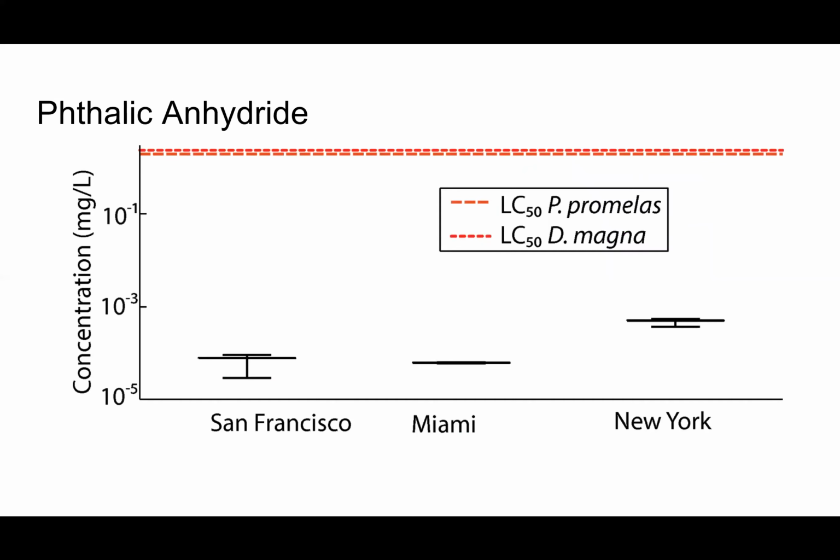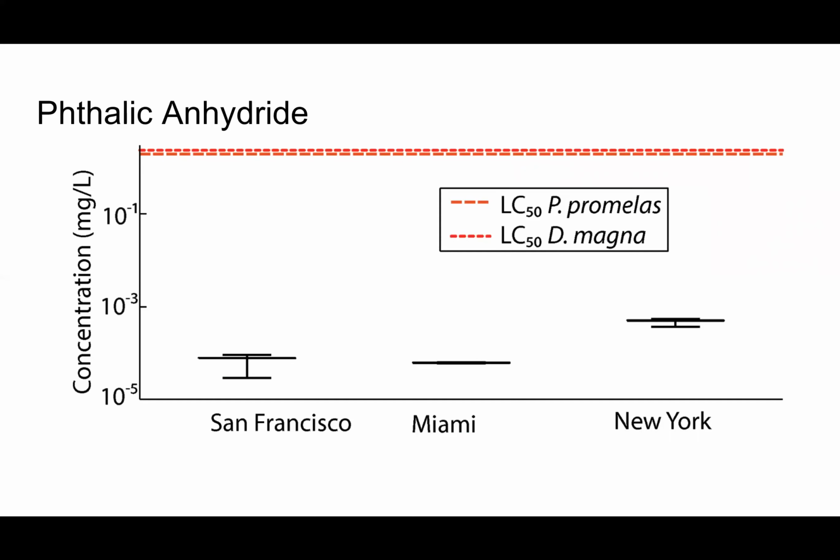So we can compare, we can go back to the phthalic anhydride case study, and we can look at a couple of our regions and plot the box plot, which is showing you the minimum, the maximum, and the 25th and 75th percentile. For each of the regions that we have, in this case, we're showing you San Francisco, Miami, and New York. And this is for freshwater.